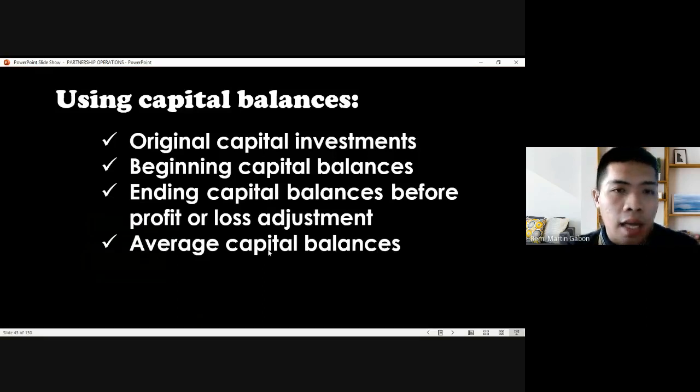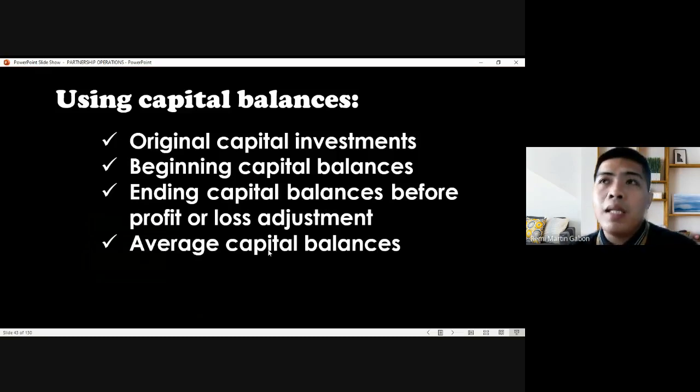Next, we can have ending capital balances before profit or loss adjustment, meaning the ending balance before considering profit or losses. Of course, we are distributing the profit. How can we distribute profit using capital balances after profit or loss adjustment if the profit has not yet been distributed? So always take note, the capital balance must be before profit or loss adjustment. Then we can have average capital balance.